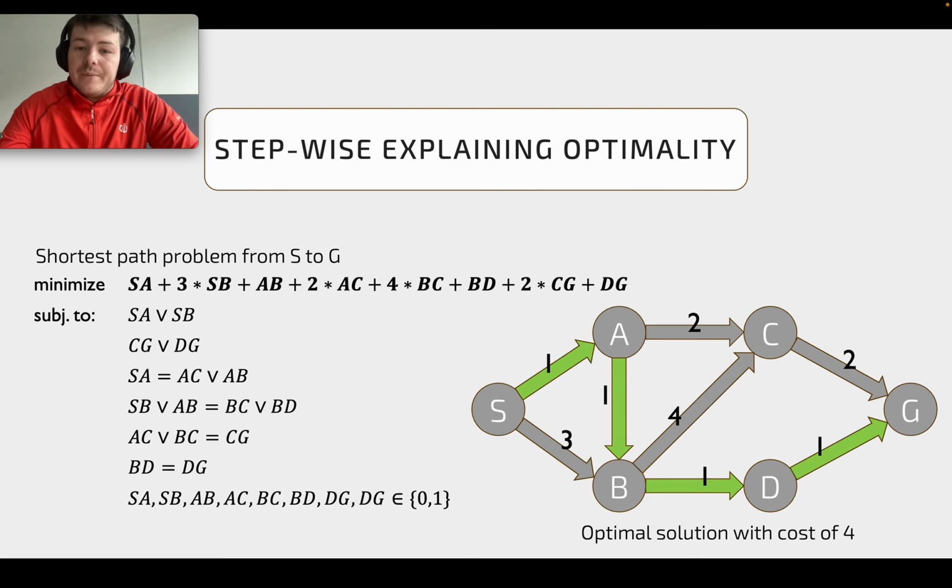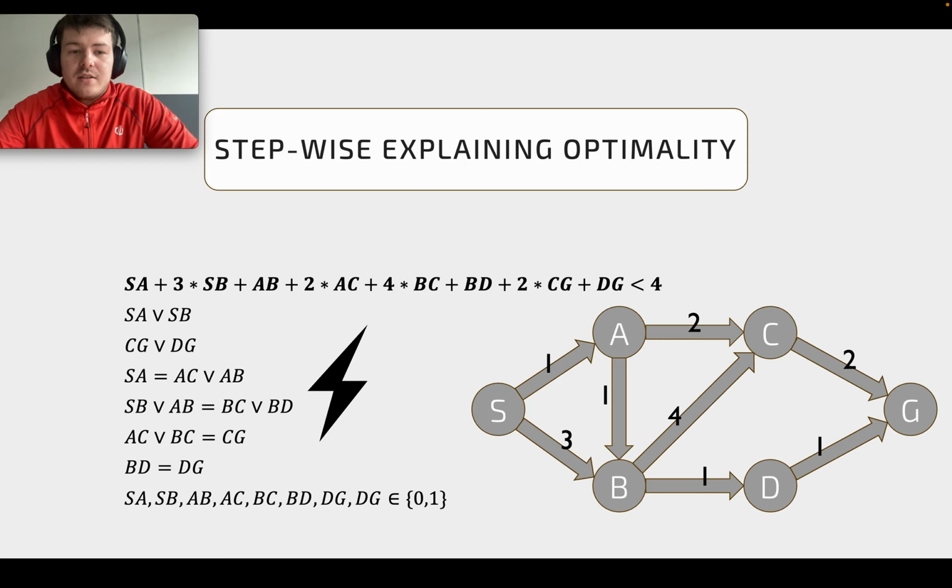If we now add the constraint, well, I want to find a solution that's less than 4, then this will be unsatisfiable. There will be no solution, of course, because 4 was optimal in the first place. So how do we explain why there's no solution with a cost of less than 4? Well, we can use stepwise explanations for this, right?